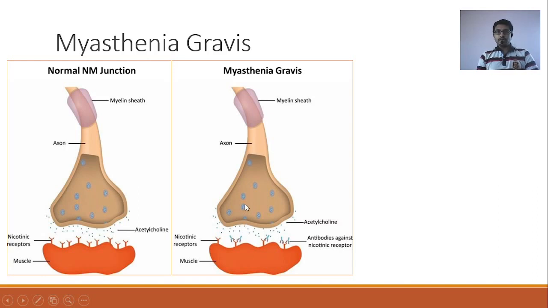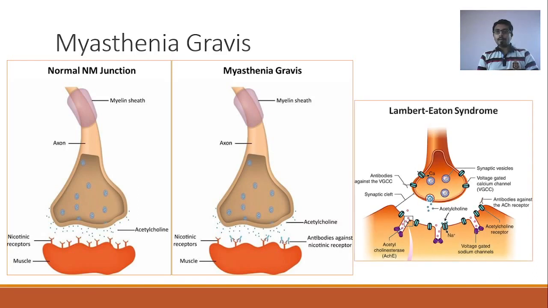There is a related condition called Lambert-Eaton syndrome. The manifestation is pretty similar. The patient will suffer from muscle weakness. The pathology also lies in the nerve muscle junction. The pathogenesis is different. It is also an autoimmune condition. Here also autoantibodies are formed, but the target of the autoantibodies is the voltage gated calcium channels.